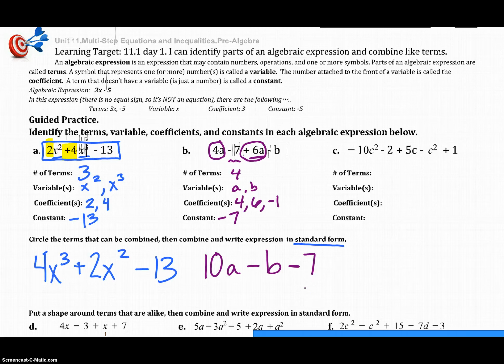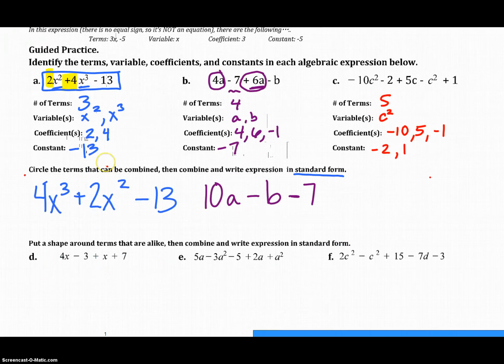Pause the video and see if you can do C all by yourself. So when you count the number of terms in this expression, you have 1, 2, 3, 4, 5. 5 terms. The variables are just the c squared and the c. I have coefficients of negative 10, positive 5, and a negative 1. My constants, I actually have 2 constants in this case. I have a negative 2 and a positive 1.